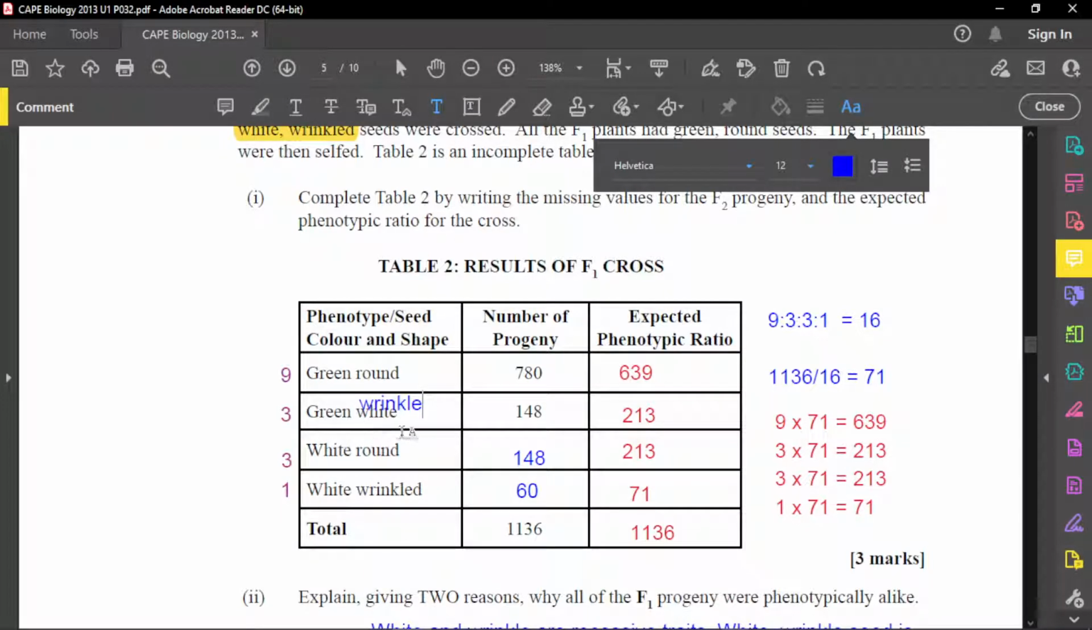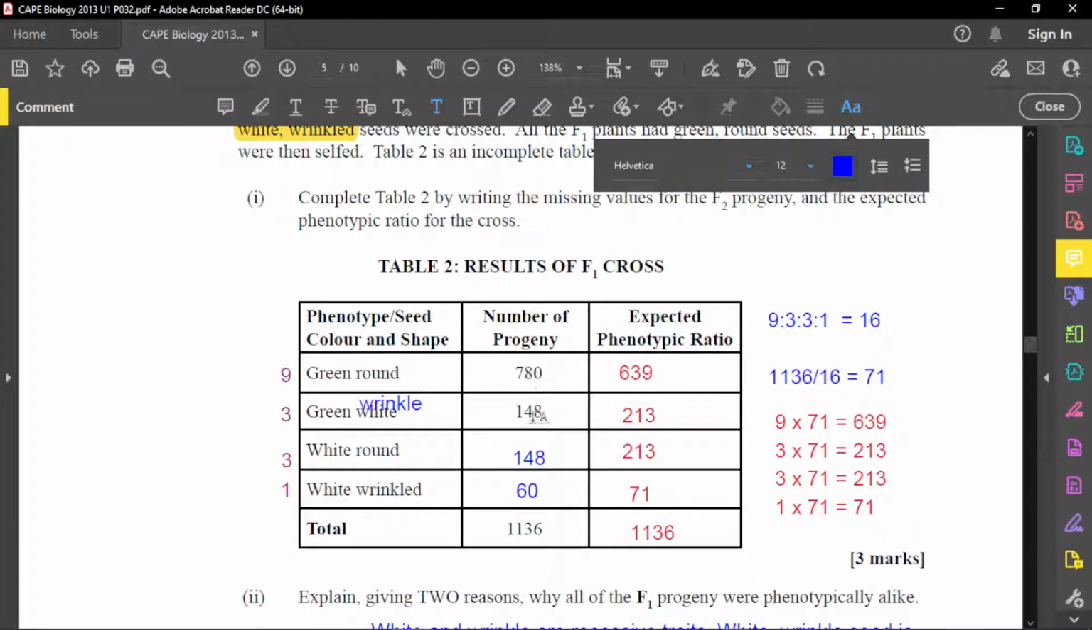So you can't have two colors together, okay? So here now, green and wrinkle. Green is dominant, wrinkle is recessive. So once you have one dominant, one recessive, then you're going to have the 3 value of the ratio. White and round: white again is recessive, round is dominant. So again, once it's part recessive and part dominant, that's a 3. White and wrinkle, that's both recessive. So once you have both recessive together, that's the 1 ratio.